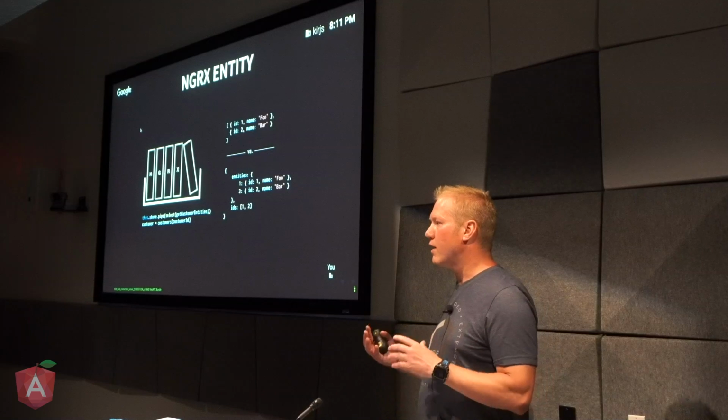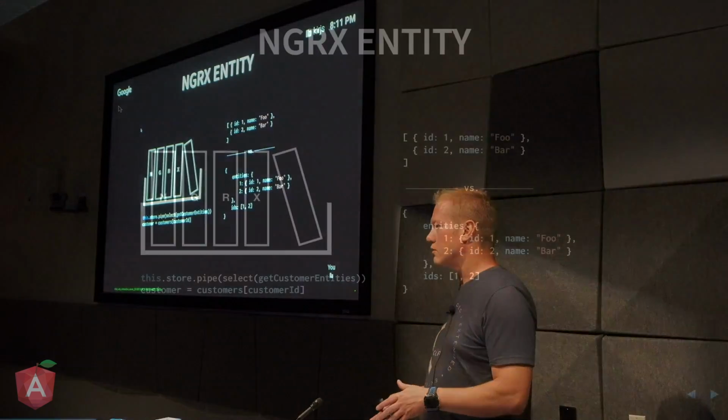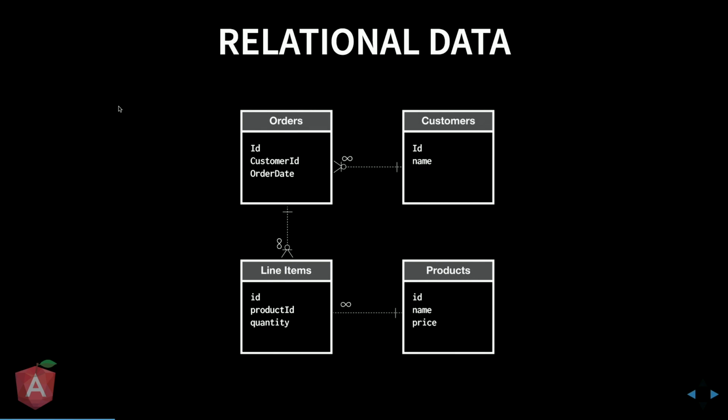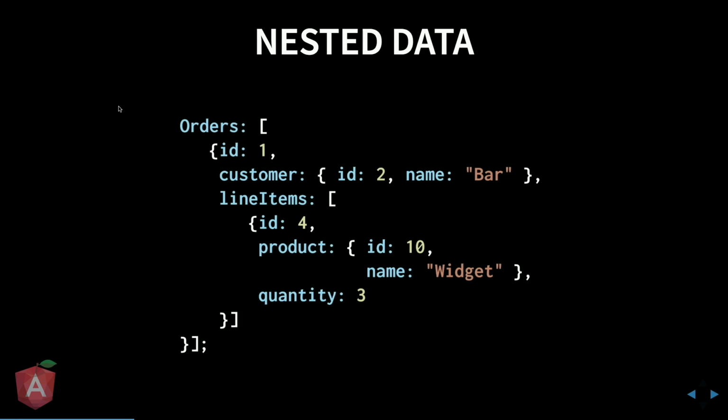NgRx Entity was released this past October by the NgRx team, and the concept here is to get away from using array-based data in our stores and start working towards using dictionary data. This actually comes from the Redux.js org spec on how to normalize our client-side data. What we really see here, when we start to talk about relational data, where we have orders and customers that have line items and products, is that people start to nest data.